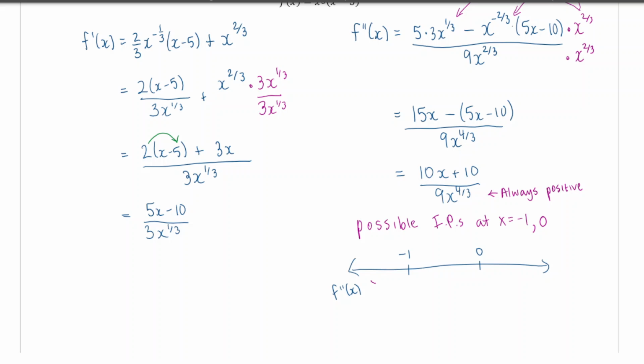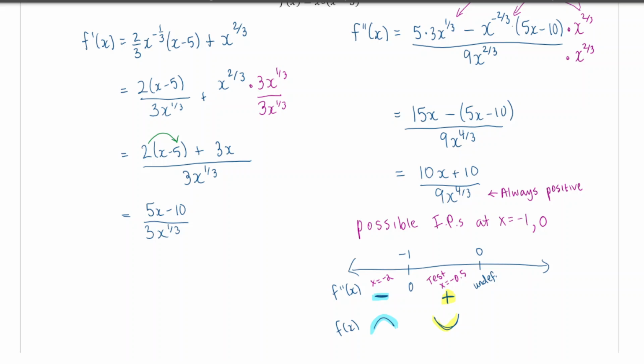So I'm going to choose x equals -2 for my first test. We're here, undefined here. If I plug -2 into that numerator, I'll get 10 times -2, which is -20, plus 10. That's a negative value, so my original function would be a sad face, or concave down, in that region. Here I'm going to test x equals -1/2. Plug that in, I get -5 plus 10, which is a positive number.